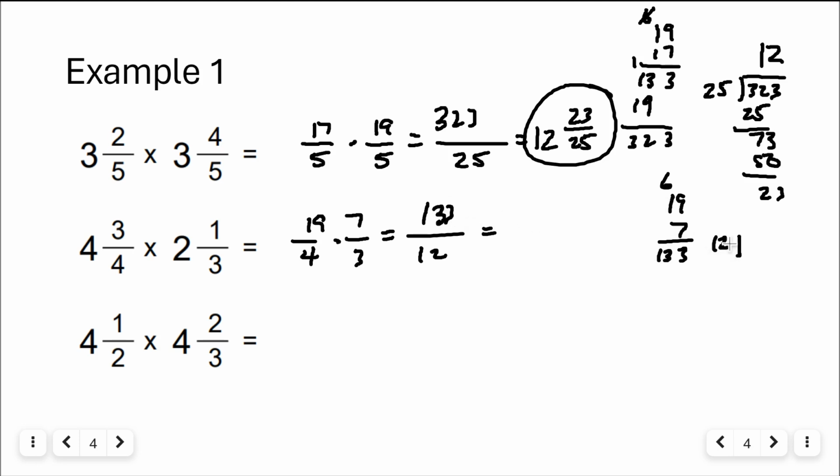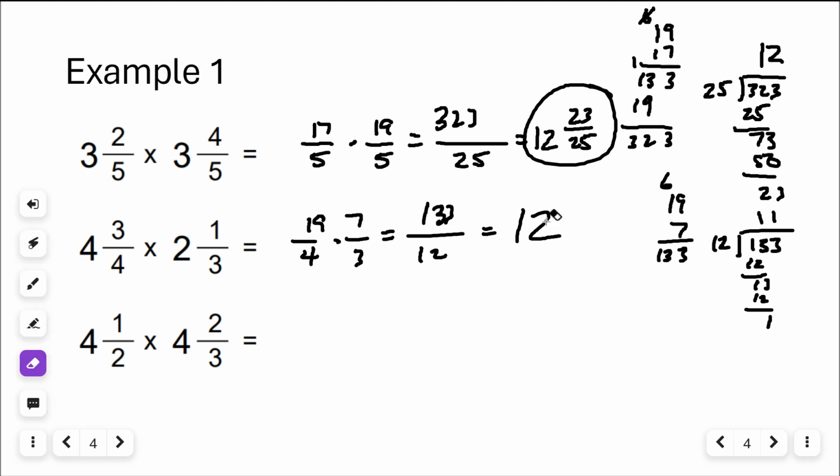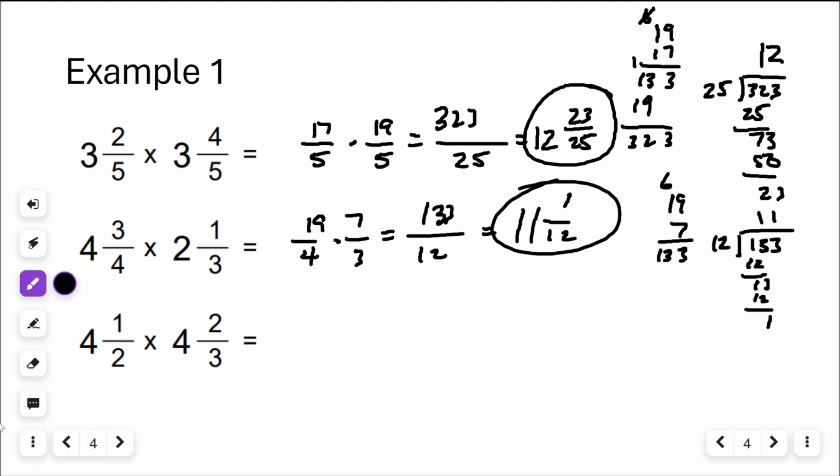So now 12 into 133. 12 goes into 13 one time with 1 left over. So this is 12. Oh, I'm sorry, 11. It's 11 whole. 11 and 1/12. There's my answer.